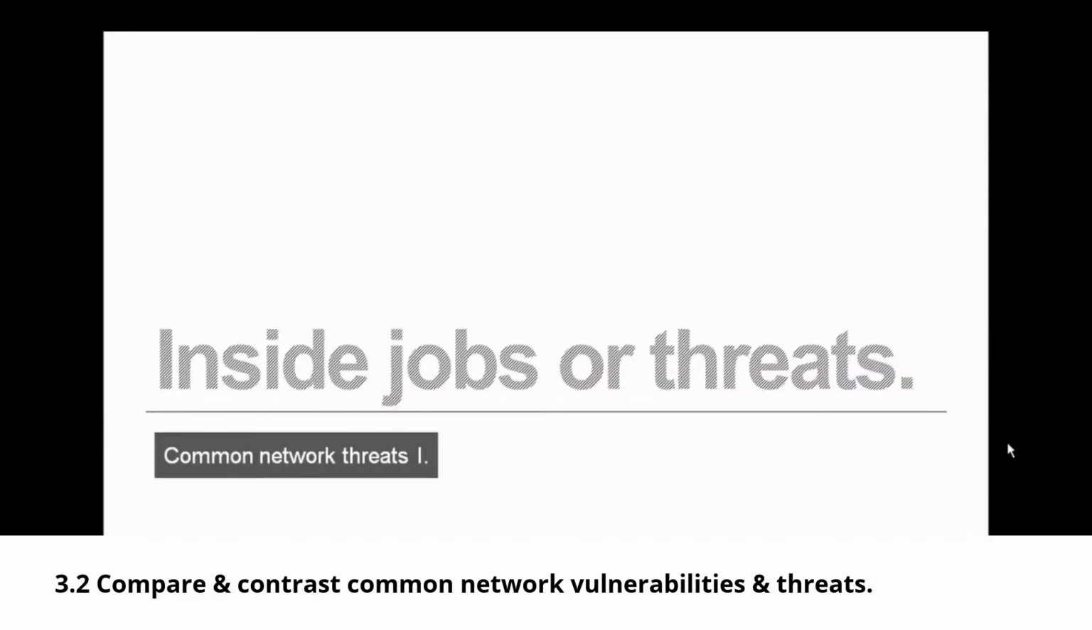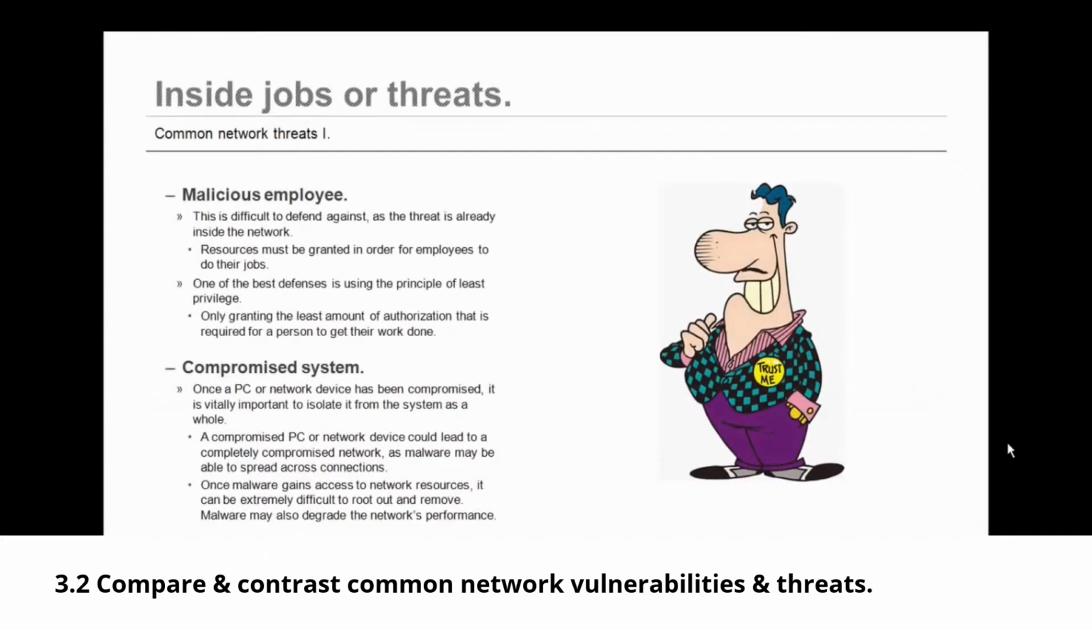I'm going to begin by talking about inside jobs or threats. First up is malicious employees. We may not know the reason why they're malicious, but they are difficult to defend against as they are already inside the defenses of the network. And because they're employees, resources have been granted to them in order for them to be able to do their job. One of the best defenses against malicious employees is using the principle of least privilege, only granting the least amount of authorization that is required for a person to get their work done. That's the best defense against a malicious employee.